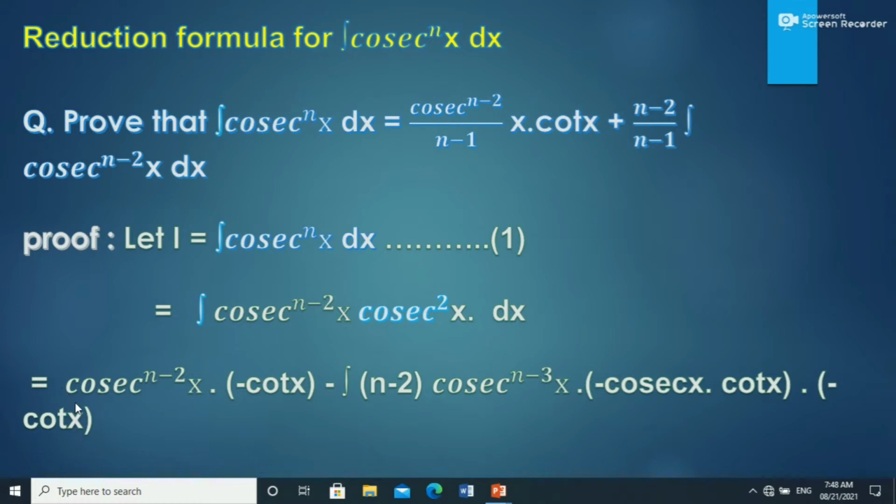First, cosec^(n-2) x as it is, into the integral of the second. The integral of cosec square x is minus cot x. Then minus the integral of the derivative of the first function. The derivative of cosec^(n-2) x is (n minus 2) into cosec^(n-3) x, and by the chain rule we also write the derivative of cosec x, which is minus cosec x cot x. Then again the integral of the second function, cosec square x, is minus cot x.